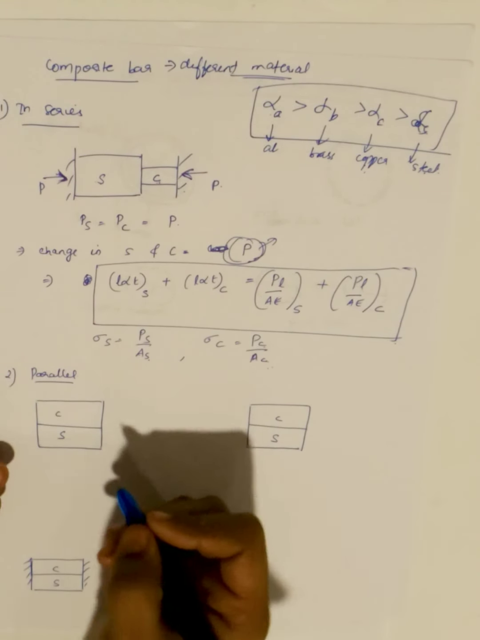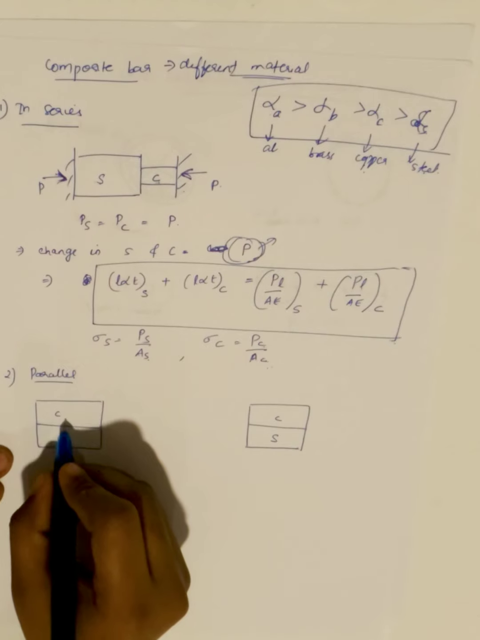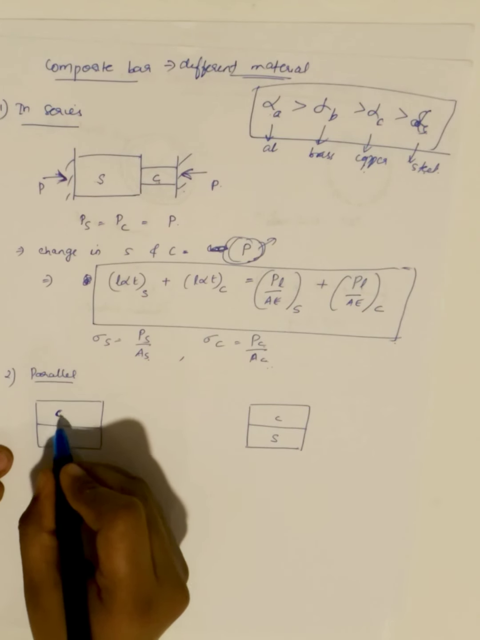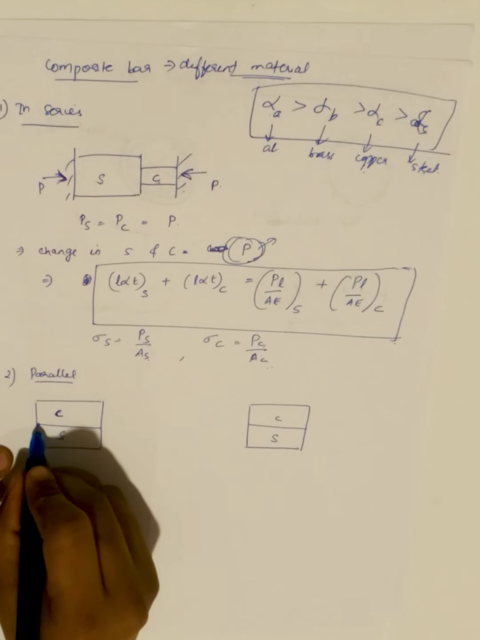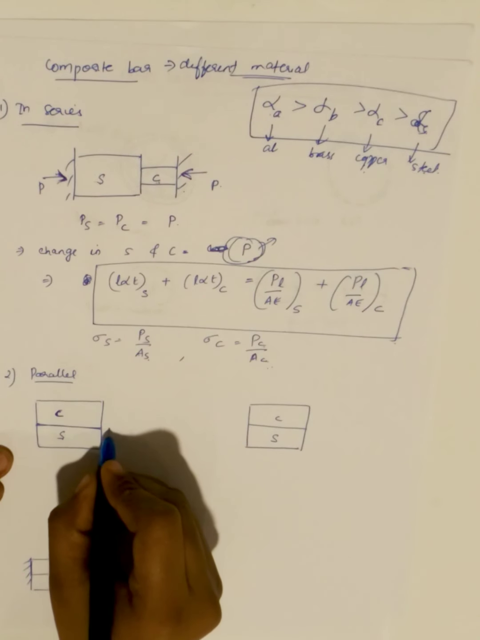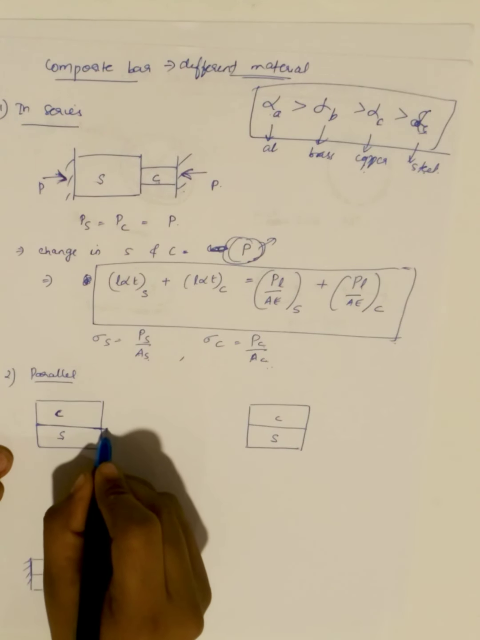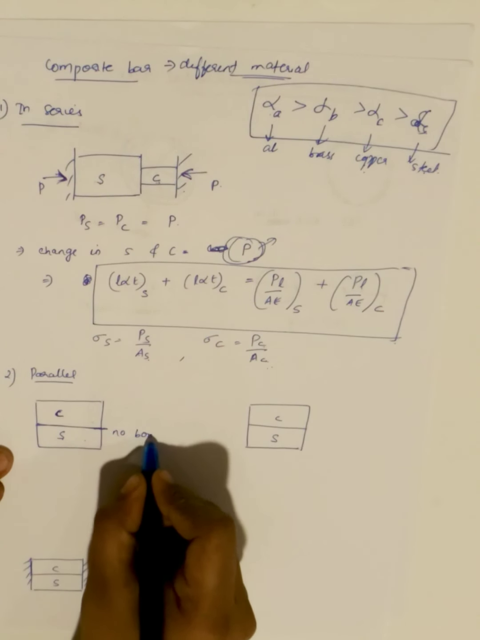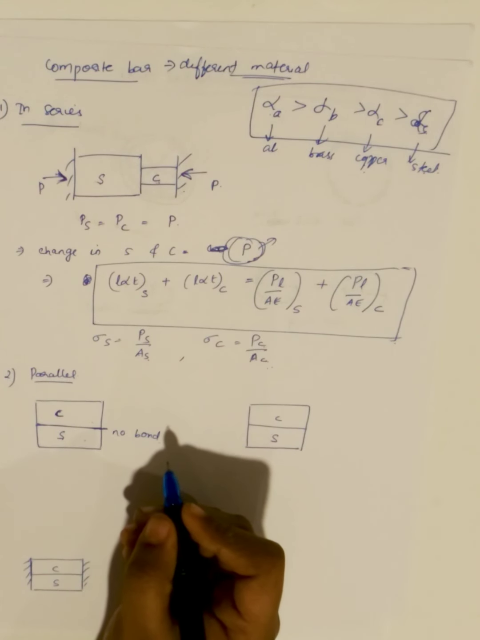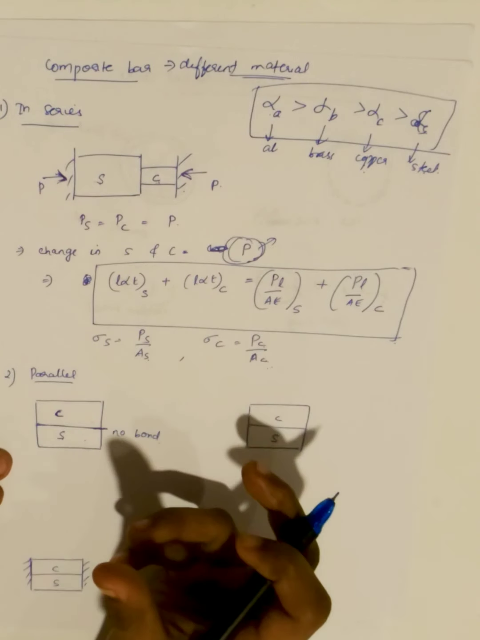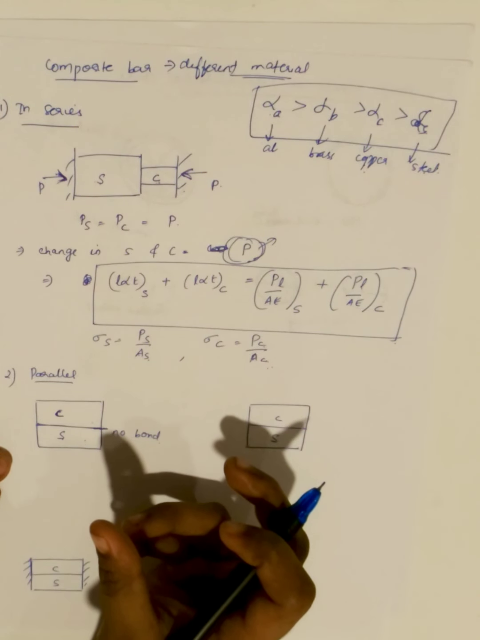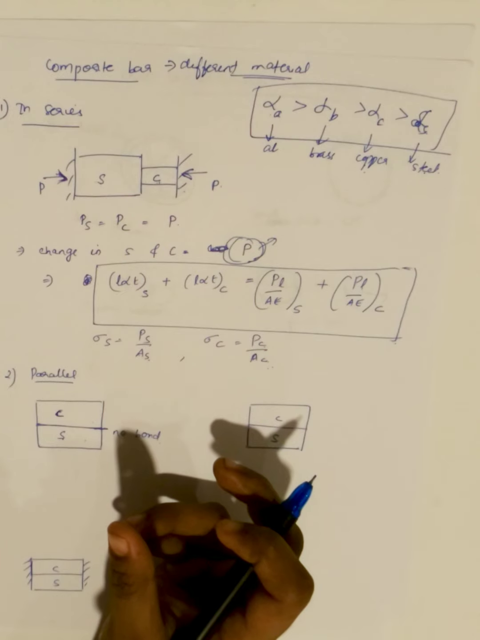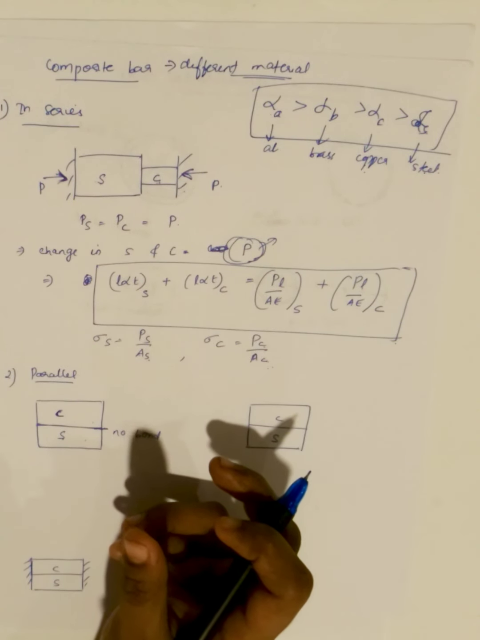Now, the second case is parallel connection. See, if this is C, copper, and this is steel, and they are put in parallel, and if there is no bond, if copper can slip over steel, then what happens? There won't be any resistance. Copper can expand in its own way, and steel can increase in length in its own way if temperature is increased.